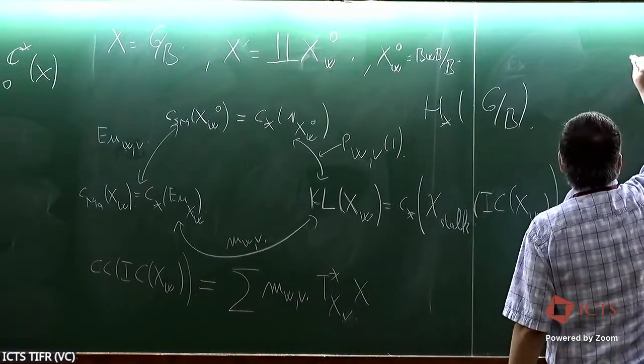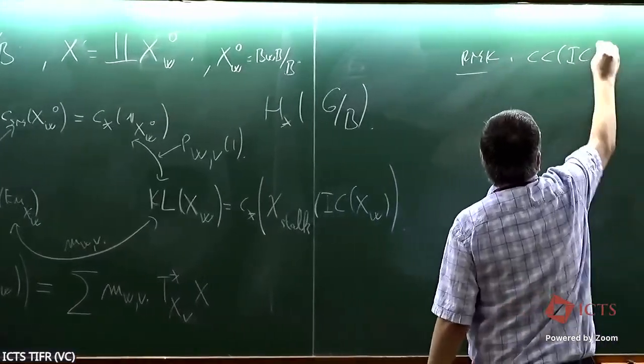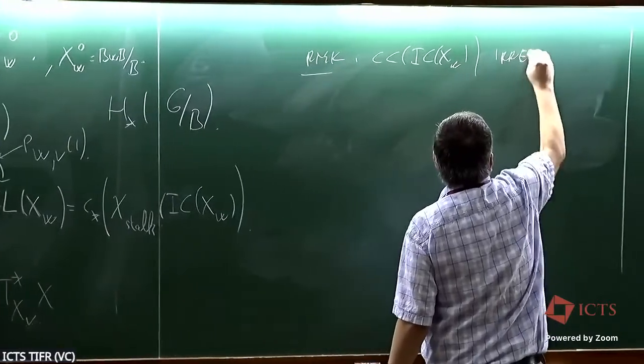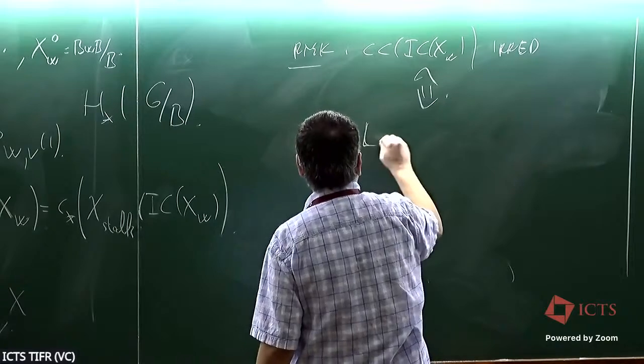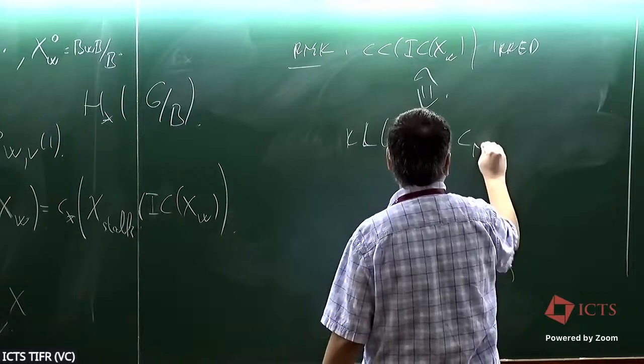So I'm just going to say this. Remark: the characteristic cycle of the IC sheaf of X_W is irreducible if and only if the Kazhdan-Lusztig class of X_W is equal to the mother class of W.